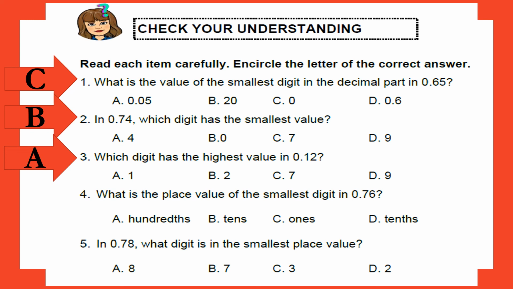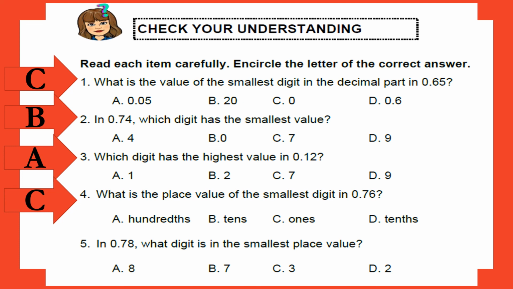Number 4. What is the place value of the smallest digit in 76 hundredths? Smallest digit, look for the smallest digit, and what is the place value of that? A, hundreds, B, tens, C, ones, D, tens. Correct, it's letter C, ones. The smallest digit is 0, so the place value is 1.